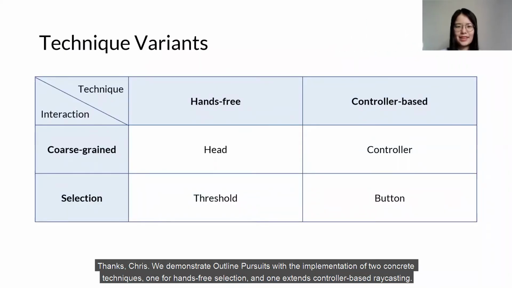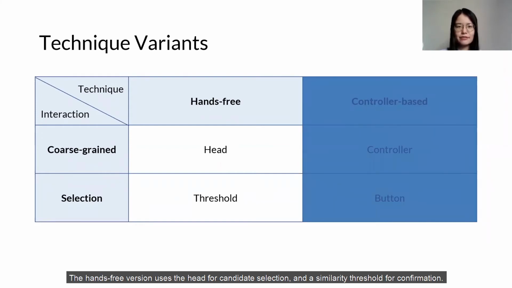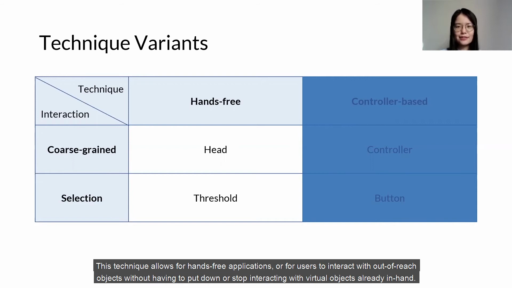Thanks, Chris. We demonstrate OutlinePursuits with the implementation of two concrete techniques, one for hands-free selection and one that extends controller-based recasting. Each leverages a different call screen and selection confirmation mechanism. The hands-free version uses the head for candidate selection and the similarity threshold for confirmation. This technique allows for hands-free applications or for users to interact with out-of-reach objects without having to put down or stop interacting with virtual objects already in hand.